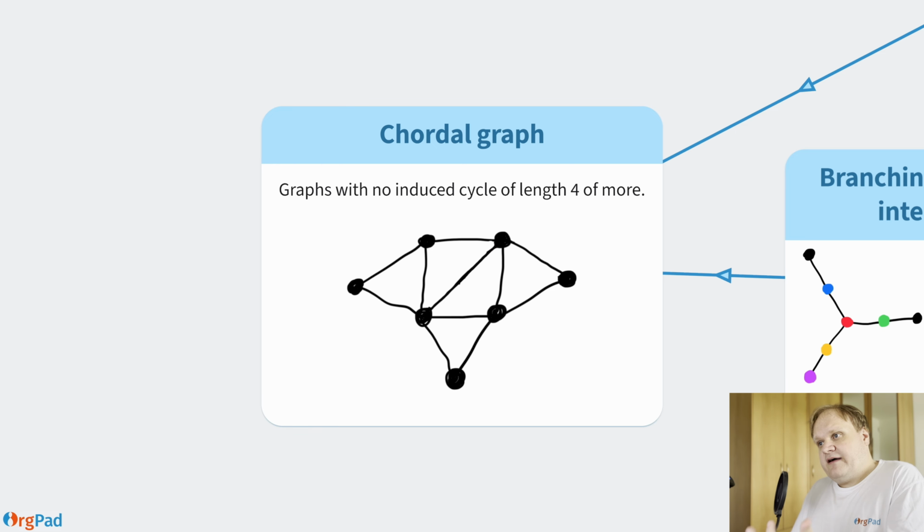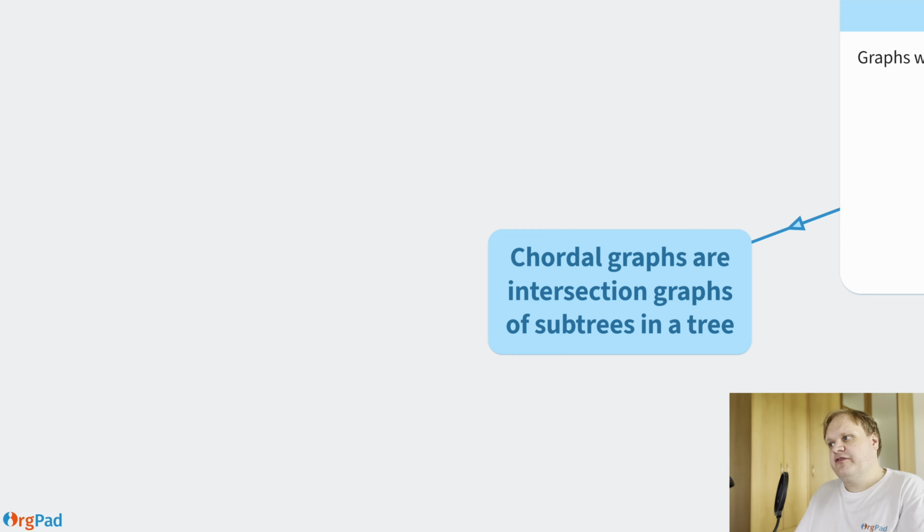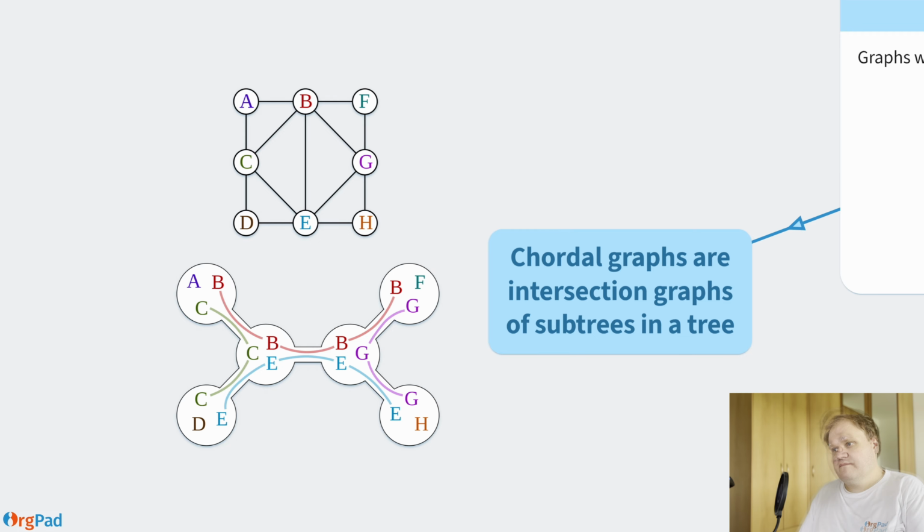So chordal graphs are a superclass, they're more rich. Geometrically, chordal graphs are intersection graphs of subtrees in a tree. So unlike interval graphs, they allow branching in different directions.